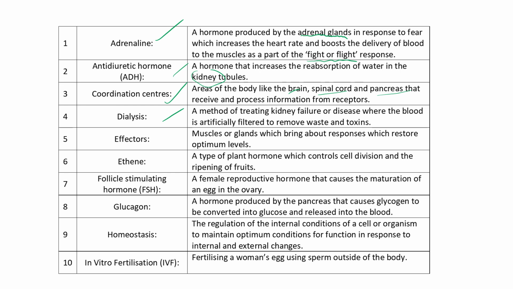Muscles and glands bring about a response which restores optimum levels. Okay, think about your reflex arc. Right at the end of a reflex arc is a muscle or a gland, and they are an effector.